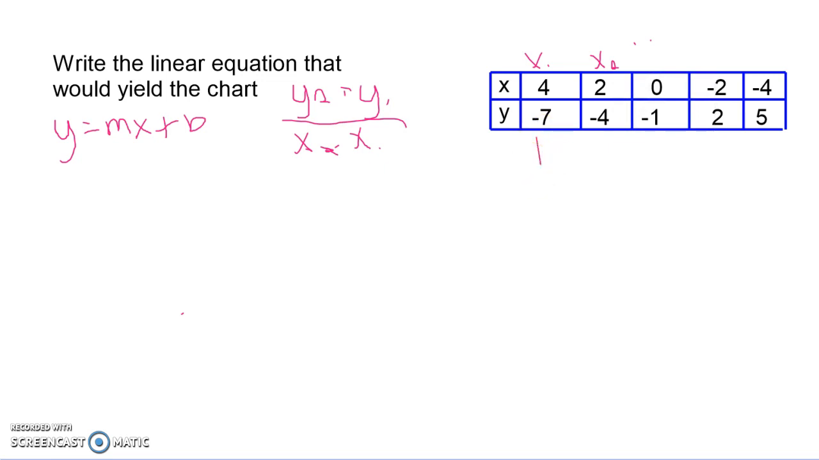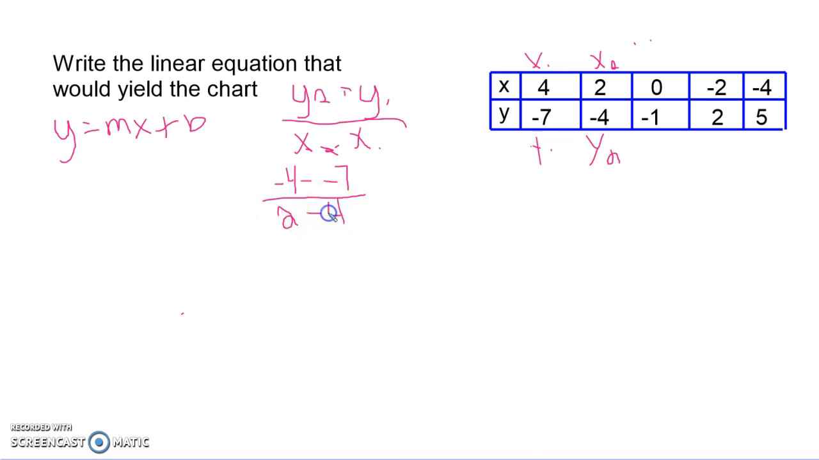If I could get my pen to work, that would be super great. Oh, here we go. Y1, and that's a sideways y. Y2. Okay, so I'm just going to plug these into this equation: y2, which is -4, minus y1, which is -7, divided by x2, which is 2, minus x1, which is 4.